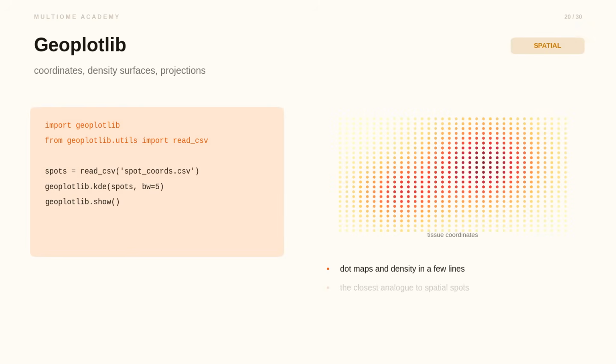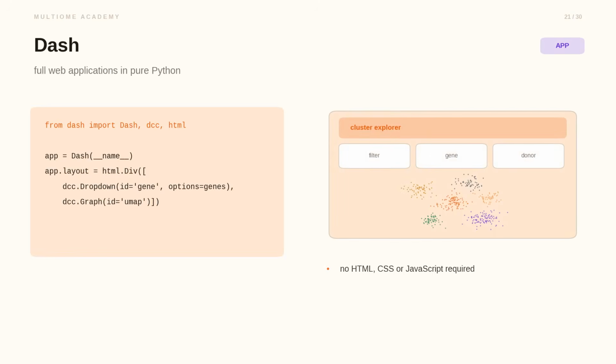Geoplotlib maps coordinates, dot maps, density surfaces, projections. The obvious modern parallel is spatial transcriptomics, where every spot carries a physical position. Be aware, though, that the library has seen very little maintenance, so for spatial single-cell work today, dedicated tools are the safer choice.